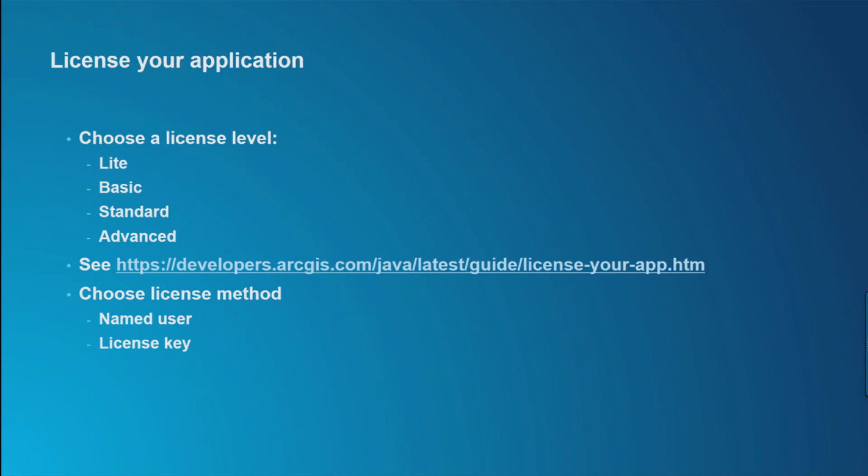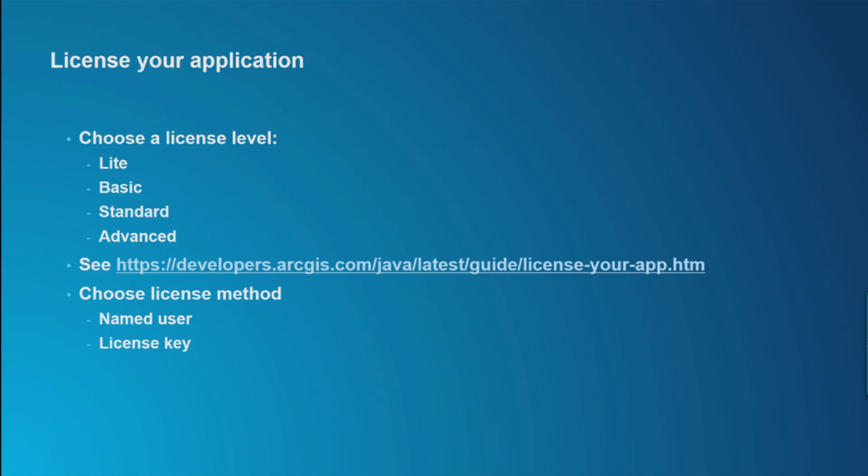When you're working with your bits of functionality in your software, you need to be aware that the different bits of functionality fall into different licensing levels. There are four: light, basic, standard, and advanced. I'm not going to go into the details of what the differences are with those. There's a website link there that you can go to, and there's also a product manager sitting over there who will be able to answer that question.